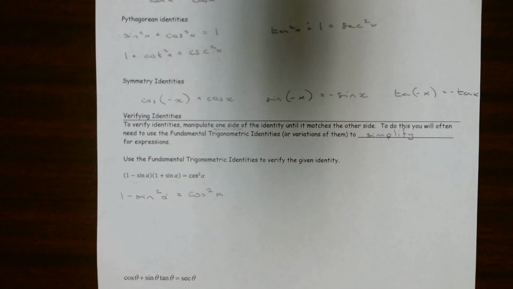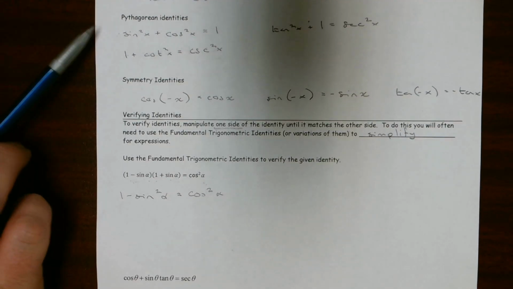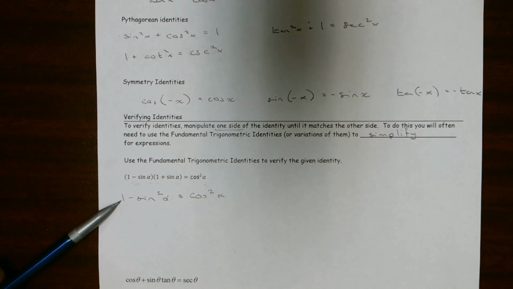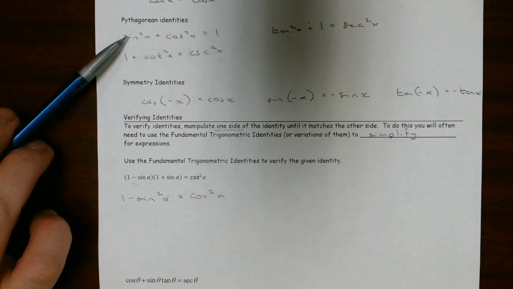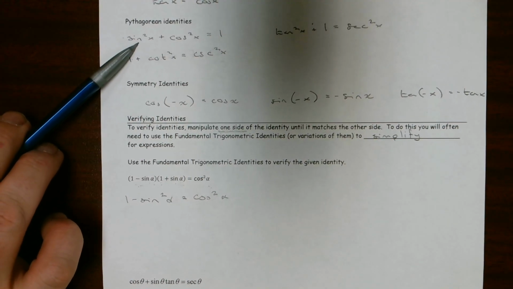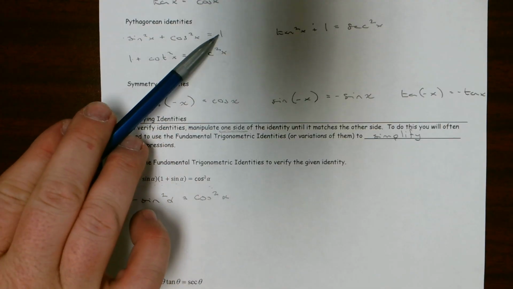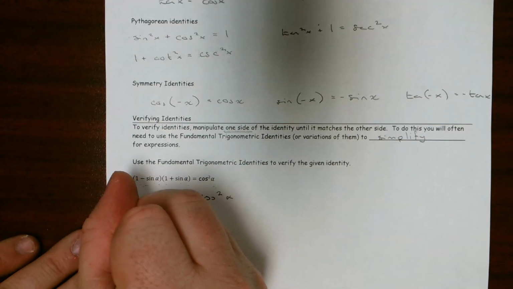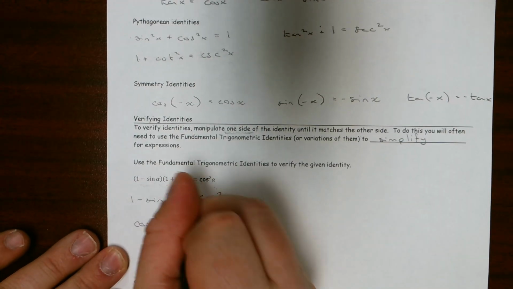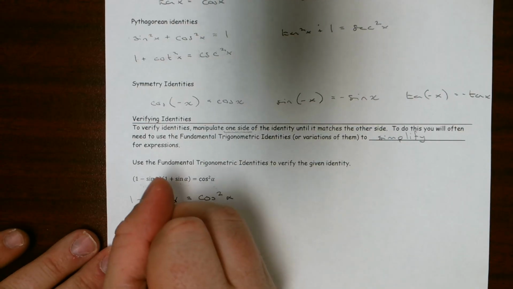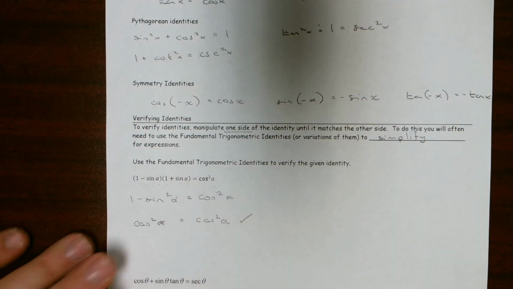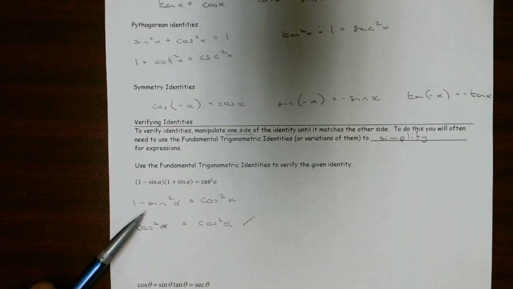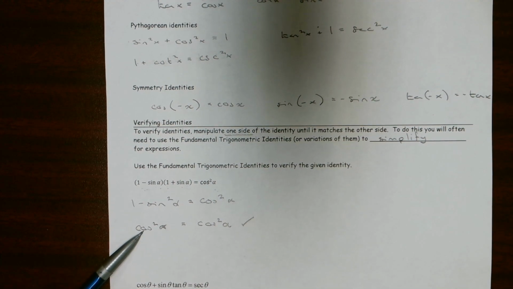Now, if we look up here at this Pythagorean identity, this one looks very similar. In fact, if I move this sine squared over to the right side, I would have 1 minus sine squared, which is equal to cosine squared. So we can make that substitution. It's supposed to be an alpha. And we're done. Two-step verify. This is equal to this because we multiplied binomial conjugates, got a difference of squares, and made a Pythagorean substitution.